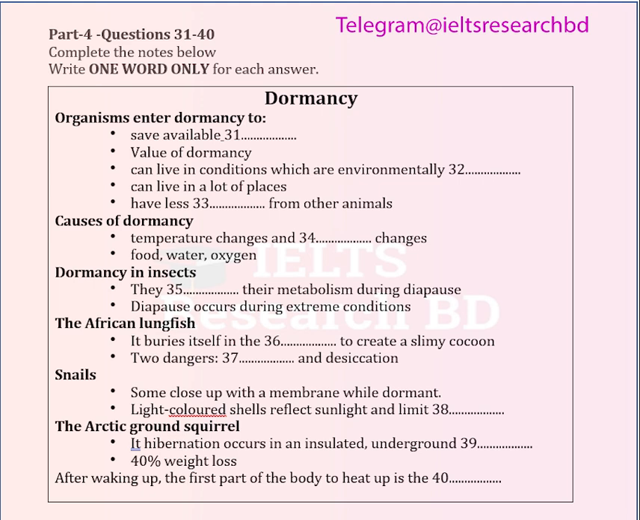Let's move on to look at what causes dormancy. There are a number of variables, but the ones that are the most significant are temperature changes and the amount of light organisms get. Availability of food, water, and oxygen is also very important. Now, we'll explore some specific examples.